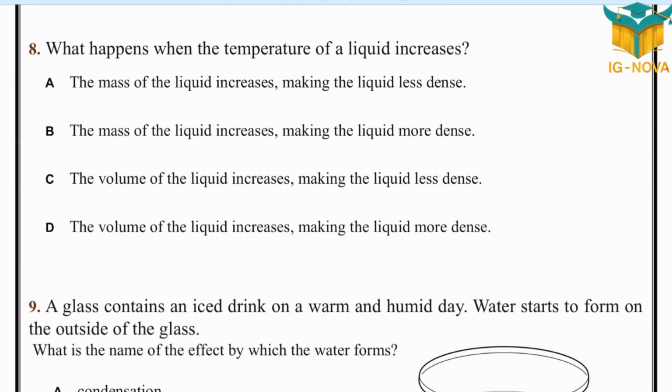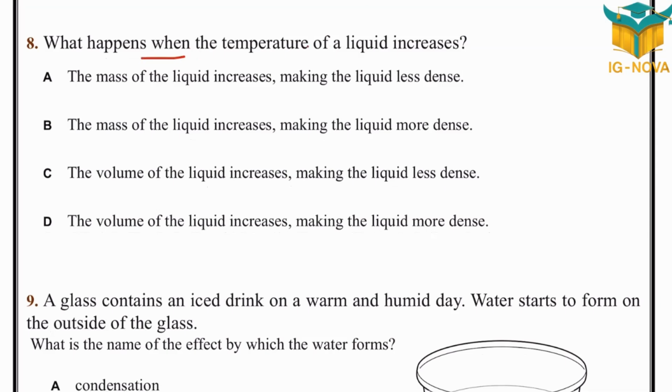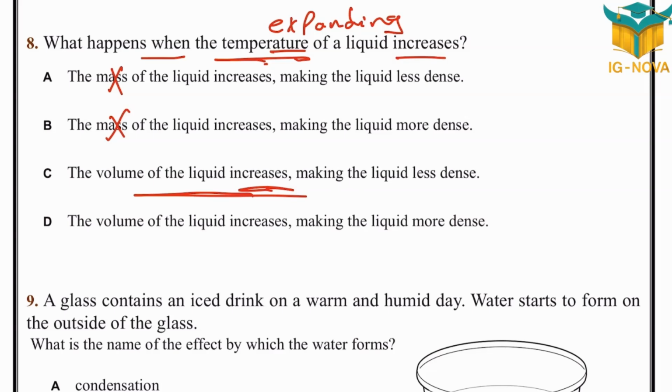Question 8. What happens when the temperature of a liquid increases? When the temperature of a liquid increases, the mass of the liquid doesn't change at all. The volume of the liquid increases, because when temperature increases there is expanding. Expanding means volume increases.